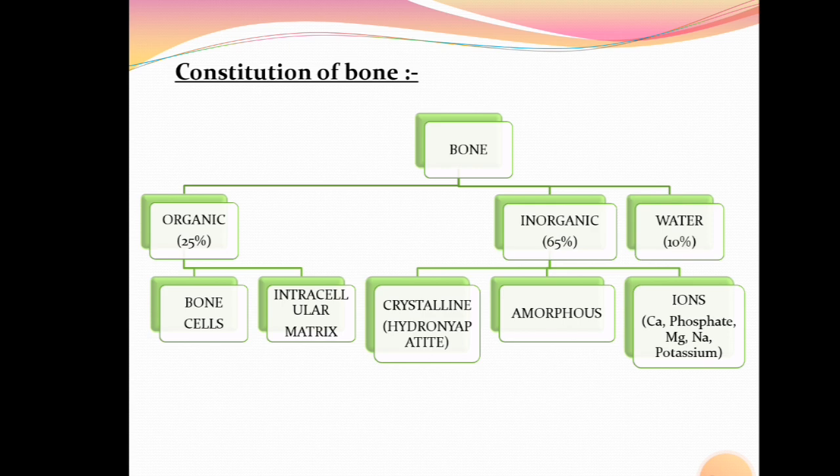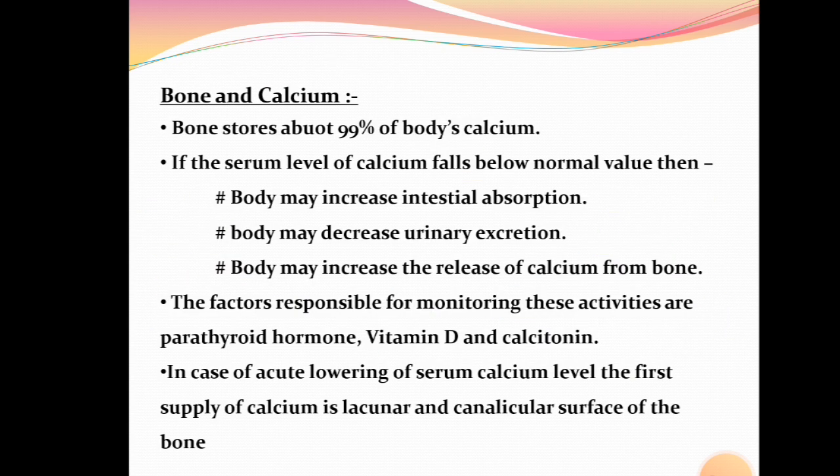So the bone constitution: basically it is made up of organic, inorganic and water parts. 25% is organic, including bone cells and intercellular matrix, and inorganic is 65%, which includes crystalline, amorphous and ions like calcium, phosphate, potassium, magnesium. Bone stores about 99% of body calcium.